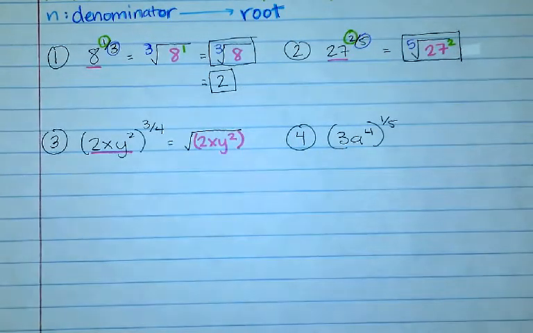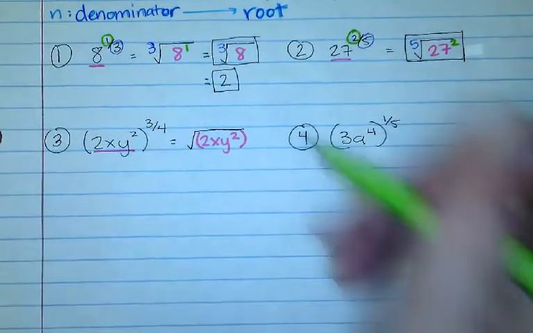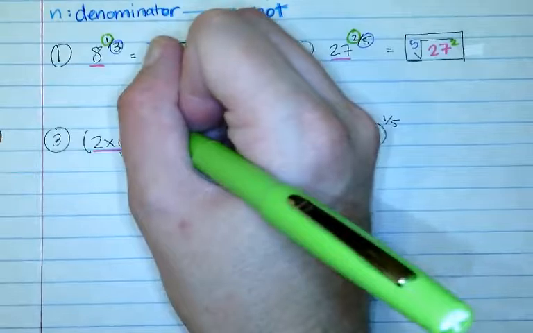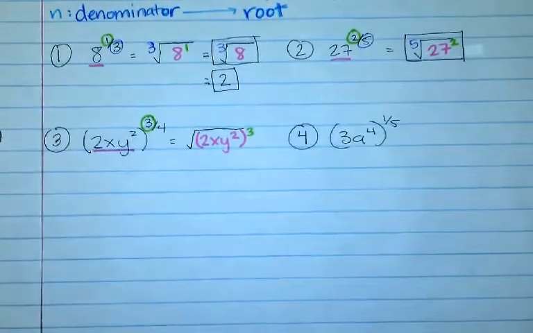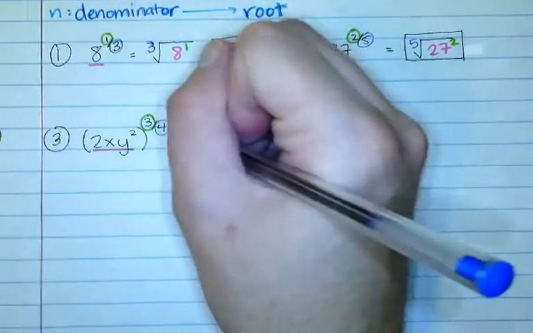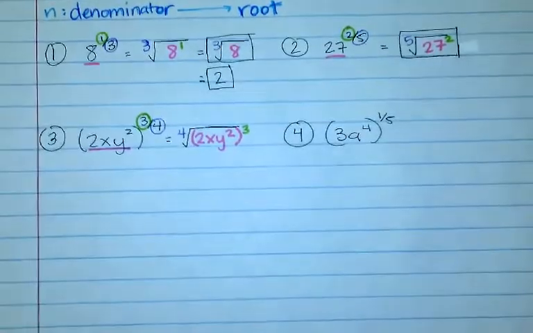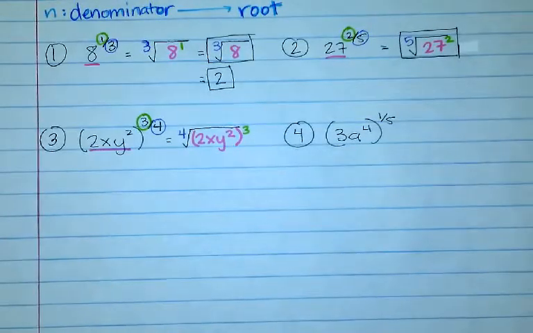And now what is my exponent? What is it going to be raised to? 3, because that's the numerator. And then what is the root? 4. So it becomes the 4th root of 2xy squared raised to the 3rd power. All right, so this is our final answer right here. So all we're doing, guys, is just rearranging.